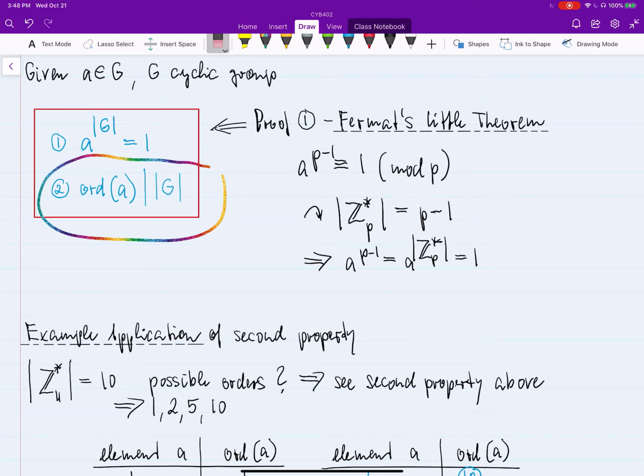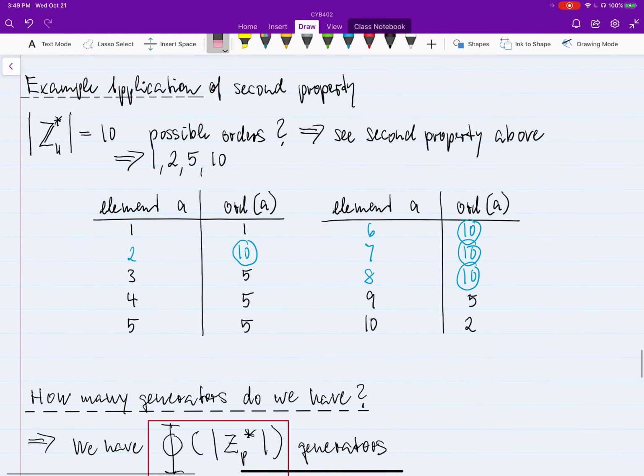So let's look into that second aspect here using an example. And then using that example, it will be clear what I talked about before, that some elements actually reach the 1 before the order of G, power to the order of G. Okay, all right. So, an example application of that second property.